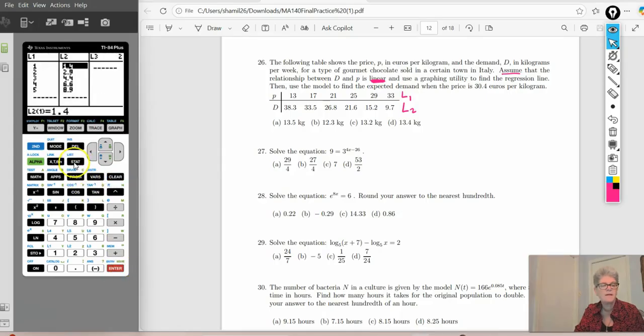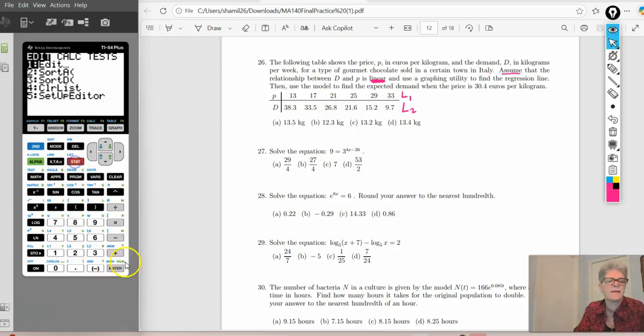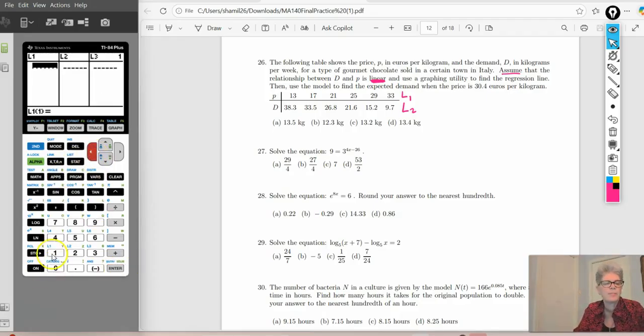enter. Oop, I've got stuff in my list. So I need to clear out list 1 and list 2. So I'm going to come down here and clear out list 1, second 1, comma, second 2, comma. Okay, and then stat and enter. So I need to scroll over to list 1, and I'm going to put my price values. You have to be really careful when you're doing this.